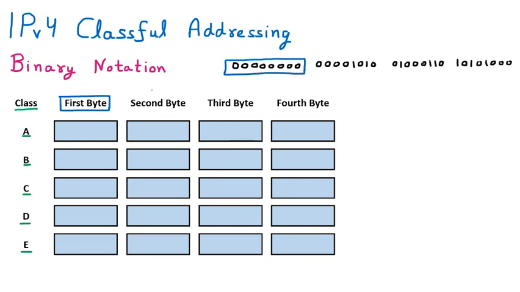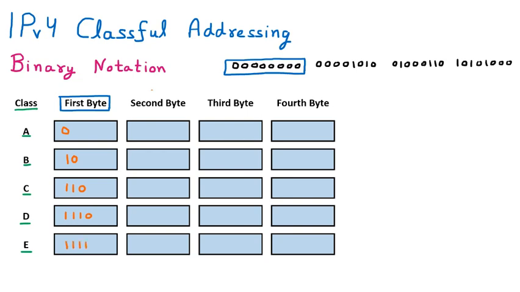If we talk about class A, then it starts with 0. Class B starts with 1 0, class C with 1 1 0, class D with 1 1 1 0, and class E with 1 1 1 1.